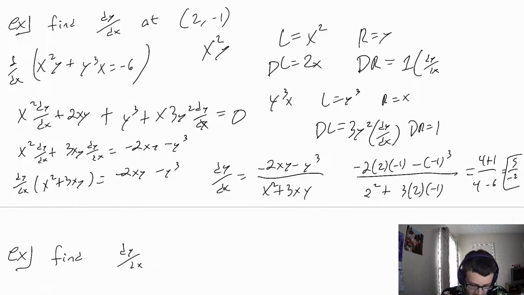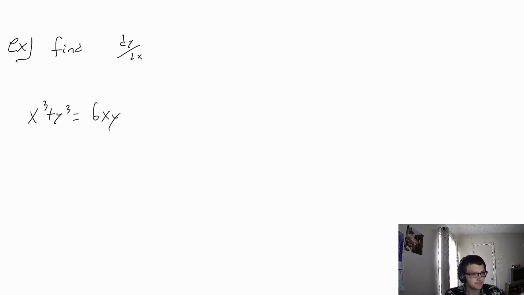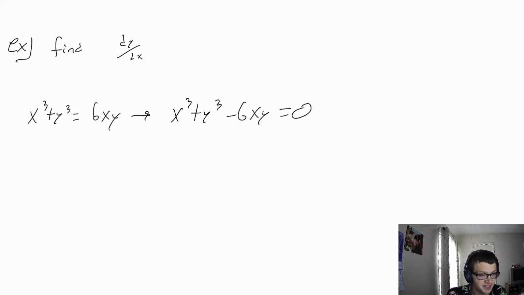Okay? But let's take a look at another implicit differentiation problem, just to really get it in our heads. x cubed plus y cubed equals 6xy. It might be helpful here to get everything that has an x and y in it to one side and get all of our constants to another. So this equation here is the same as the equation x cubed plus y cubed minus 6xy equals 0. And let's take the derivative of both sides with respect to x.